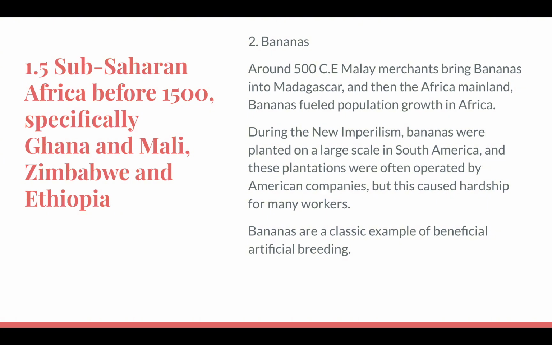We'll talk a little bit about a fruit, bananas. Around 500 CE, Malay merchants brought bananas into Madagascar and then the African mainland. Bananas fueled population growth in Africa, but during the new imperialism, bananas were planted on a large scale in South America, and these plantations were often operated by American companies, which caused hardship for many workers.